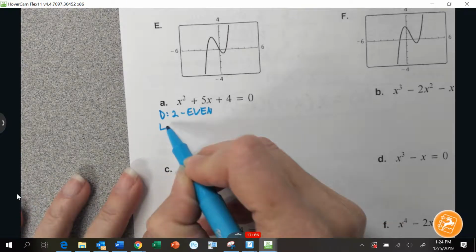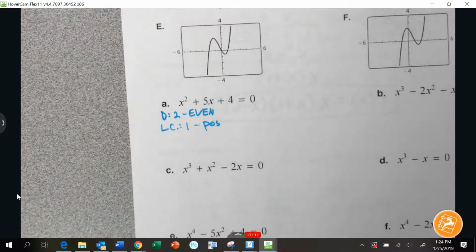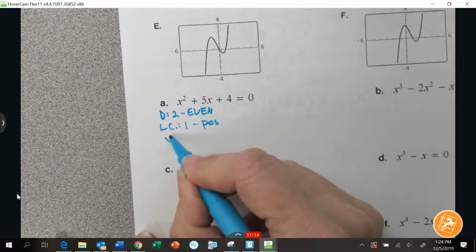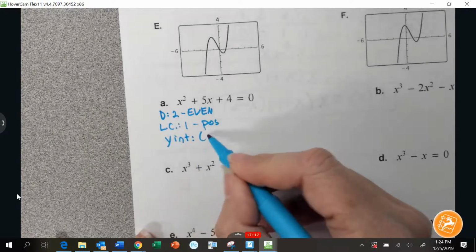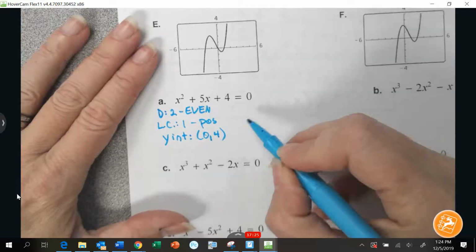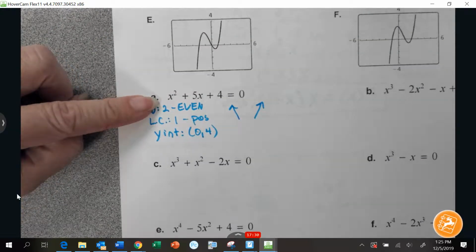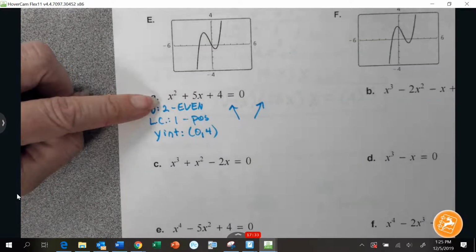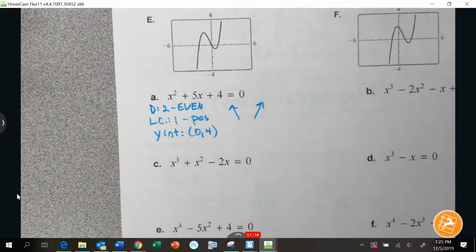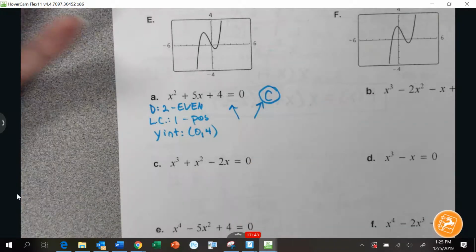And what do we know about that leading coefficient? Positive. The y-intercept would be what? 0, 4. You plug in 0, you get out 4. So what do we know about even and positive with the end behavior? And we should really know this one because it's quadratic, and we just did that for 2 chapters in a row. This is a parabola that faces up, so that should be really easy to pick out. There's only one parabola that faces up, right? Okay, so this is going to be C, capital C.